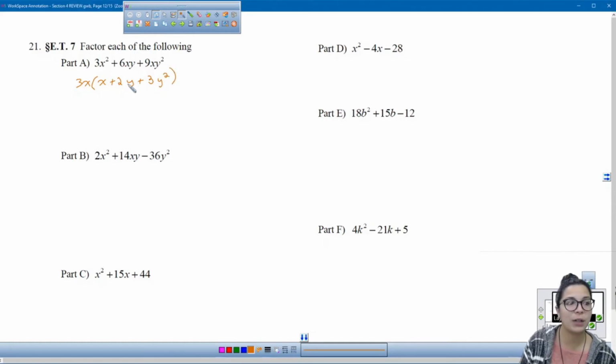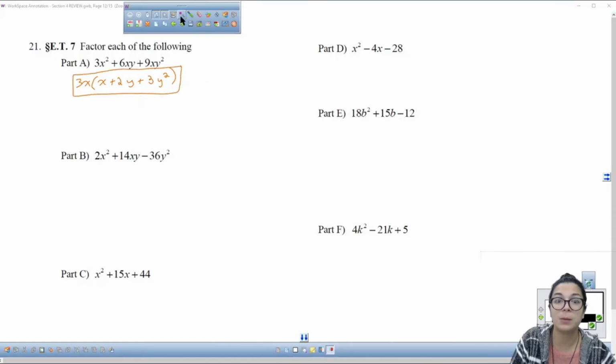Now we have a trinomial, right? And we can try to factor this. Multiplies to 3, adds to 2. Is there anything? No. So that's as much as we can factor this one. We are done. Let's move on to part B.